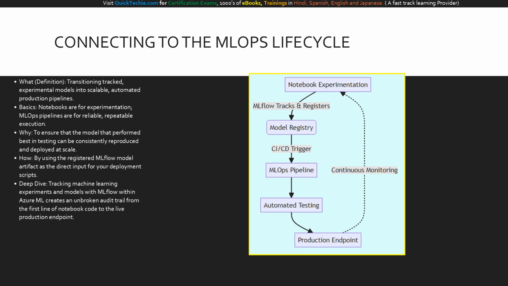This diagram maps the journey from experimentation to operations. We start at the top with notebook experimentation. MLflow acts as the bridge, tracking and registering the successful model into the model registry. This registration triggers the MLOps pipeline, pulling the model through automated testing and finally deploying it to a production endpoint. Notice the feedback loop at the bottom. Continuous monitoring of that endpoint feeds right back into future notebook experimentation.